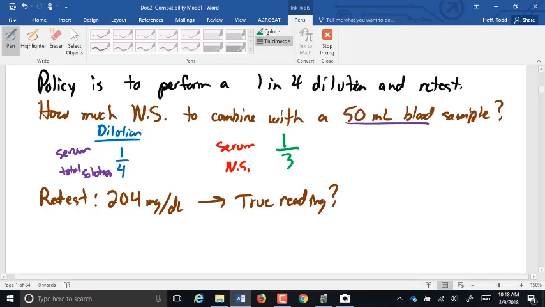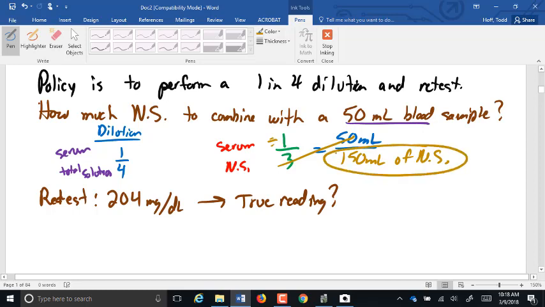So now we can find the amount of saline by plugging in 50 milliliters is the blood, that's our serum, and we cross multiply and divide. 3 times 50 divided by 1 is 150 milliliters of saline. So we combine that 150 milliliters of saline with the 50 milliliters of blood. We retested and we got that reading of 204.